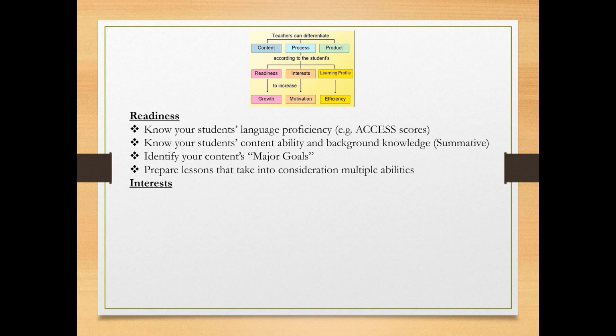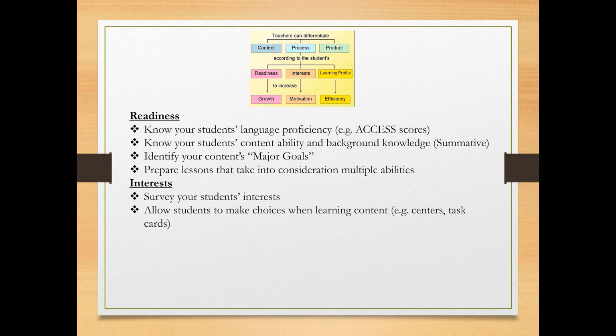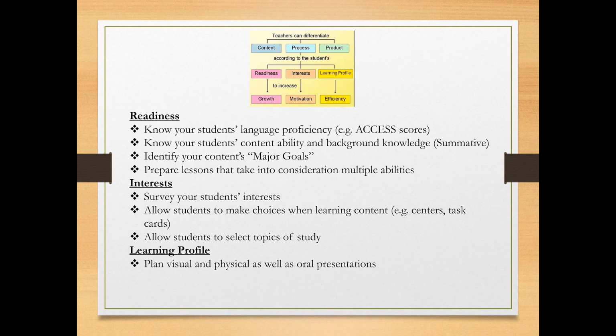When we're looking at interests, you want to survey your students' interests. You want to allow your students to make choices when learning content, for example, through centers or task cards. You want to allow students to select topics of study. With learning profile, you want to plan visual and physical as well as oral presentations. You want to integrate content across the curriculum areas and fine arts. And you want to consider the pacing of the content.